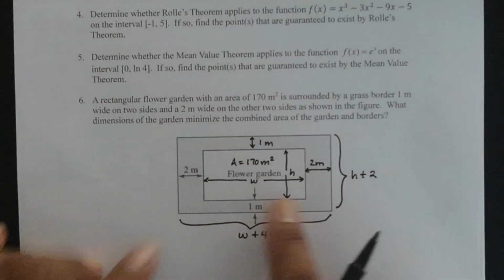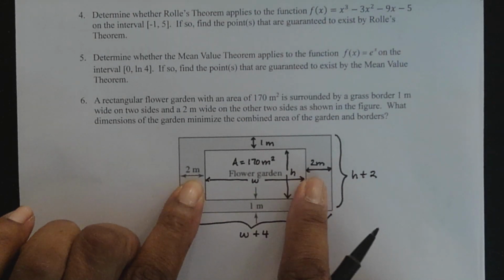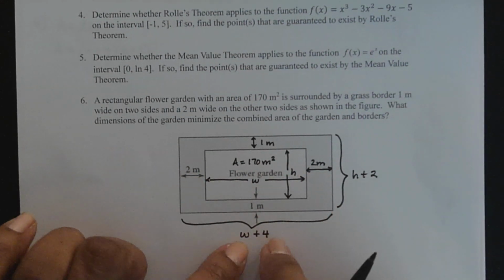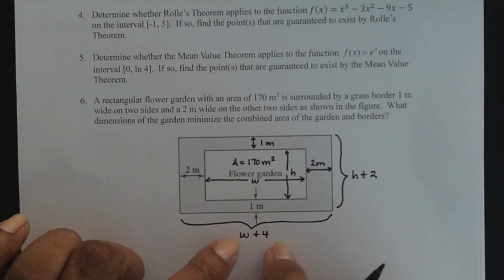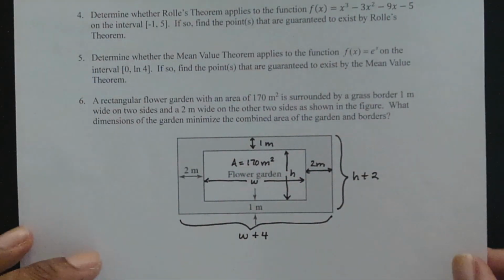Okay, here it is. This is the width of the garden, going from left to right. That's W. I got 2 on the left and 2 on the right. 2 plus 2, that's 4. That's where the W plus 4 comes from. Any other questions?